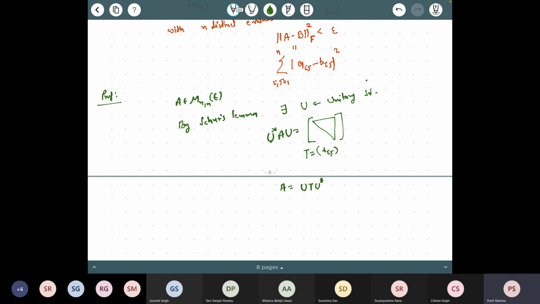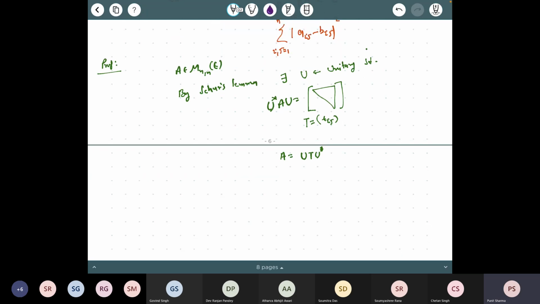Now let us see first what we want. We want a matrix B such that, first thing, all eigenvalues of B are distinct. And also when I take the difference of A and B, the Frobenius norm should be less than epsilon.